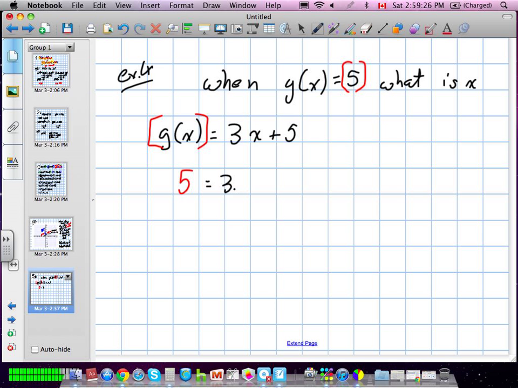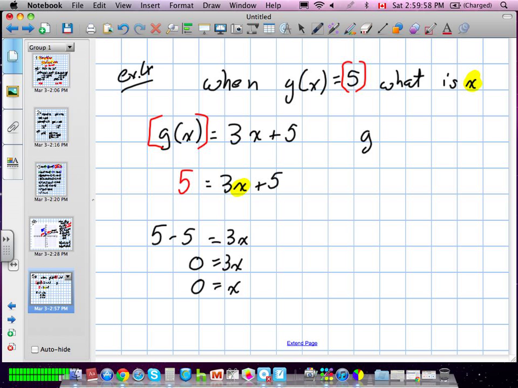So I now get 5 is equal to 3x plus 5. And now I isolate for x, because they wanted me to find out exactly what x is. So my goal is to isolate for x. When I bring 5 to the other side, subtract by 5, 0 equals 3x. What's x going to be? Zero. We divide by 3, still going to give me 0. So in this case, x is 0.